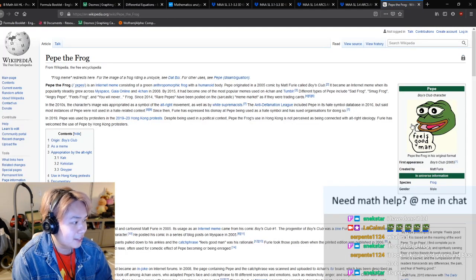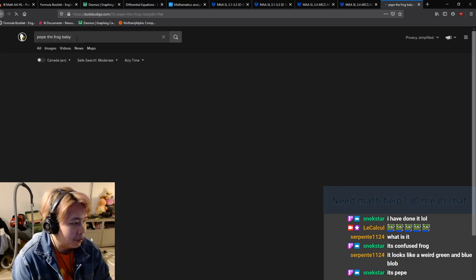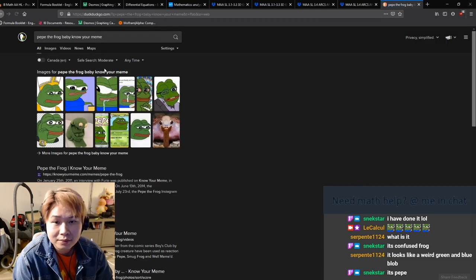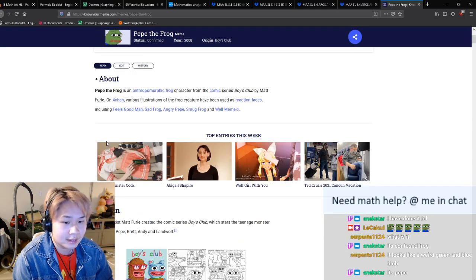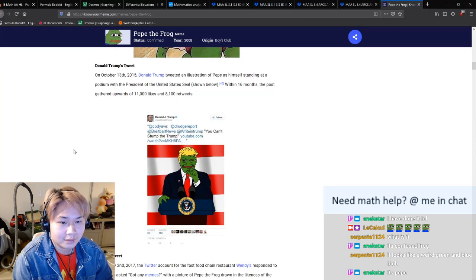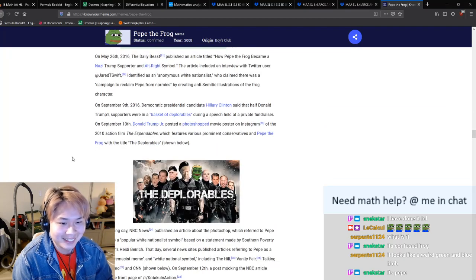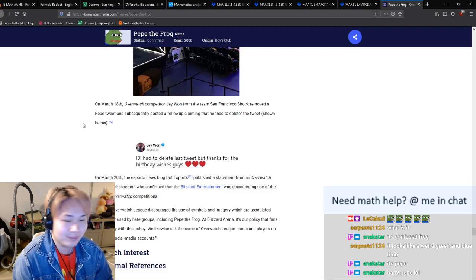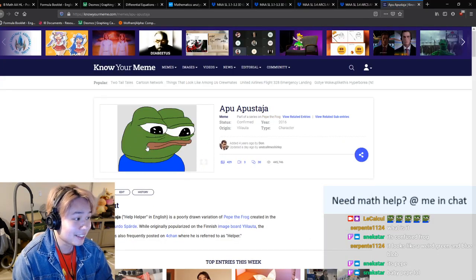Like, this is Pepe. It's like a weird baby version of Pepe. Know your meme. See, this is Pepe, grown up and kind of sad looking. There better not be anything super inappropriate on this page. But like, Baby Pepe's something else. I forget his name, but he has a different name. Oh, right here. Apu. This is Baby Pepe. His name's Apu. Apostaja.